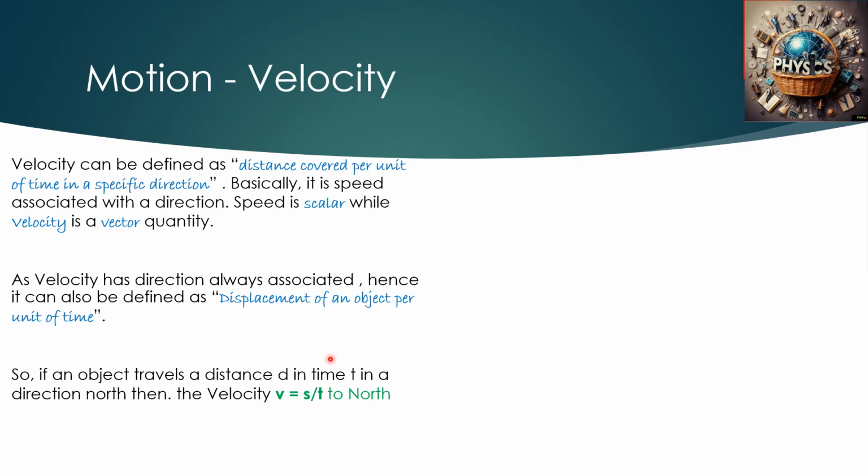So again, the formula for velocity will be the same, the distance covered by the time taken, but we will also need to always associate it with some direction. So for example, if an object moves by a distance d in time t towards the direction north, then we can say it is s by t, or d by t in this case, to north.